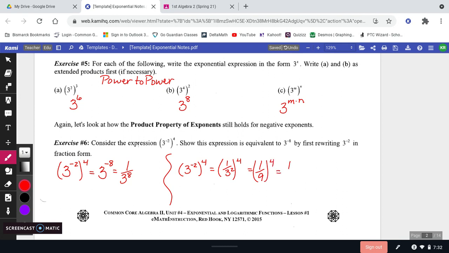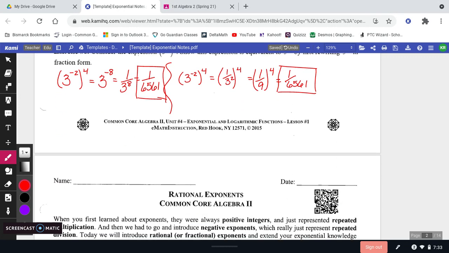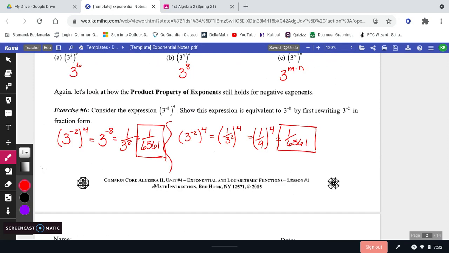So that's going to be 1 to the 4th over 9 to the 4th. And 9 to the 4th is 6,561. So there's that fraction. Well, we need to go back over here. If I do 3 to the 8th power, that's the same thing, 1 over 6,561. So yes, that power to a power property where we multiply our exponents will also work if you're dealing with negative exponents. Okay, and that is it for today.